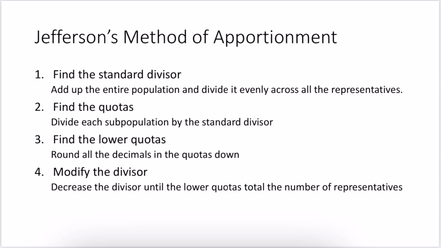So the way that Jefferson's method works is very similar to Hamilton's method, but there's one difference. The first 3 steps are exactly the same, where you're going to find the standard divisor, then you'll find the quotas, then you'll find the lower quotas. But the difference is that instead of using the decimals to assign the extra representatives, you actually change the divisor until the lower quotas add up to the total number of representatives.